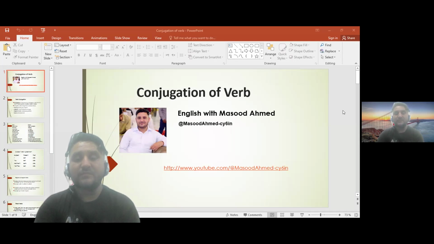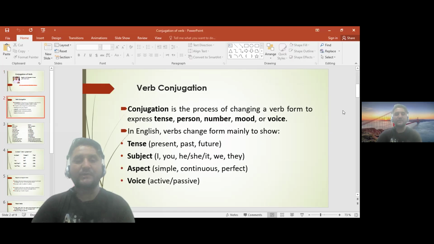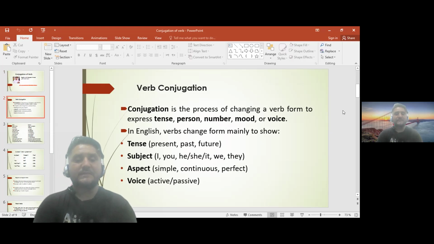A verb is a word that shows some action or activity, or simply it shows the occurrence of an event. And conjugation of verb is a process where a verb changes its form to show tense, number, mood, or voice. So a verb changes its form to show tense, subject, aspect, and voice. So we'll come to know what's tense.